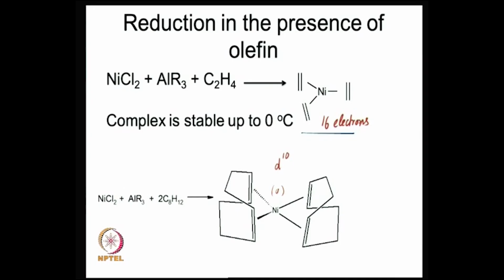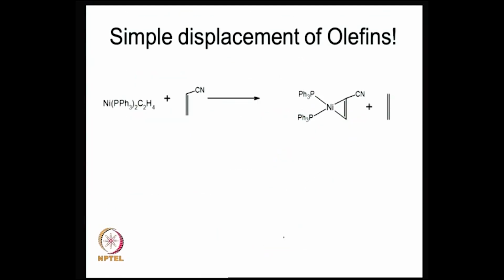So, the nickel complex with 3 ethylenes is a 16 electron system, while with 2 cyclooctadienes it is an 18 electron system, and this 18 electron system is much more stable, and can be isolated and characterized very easily. Now, I want to talk about displacement of one olefin by another olefin.